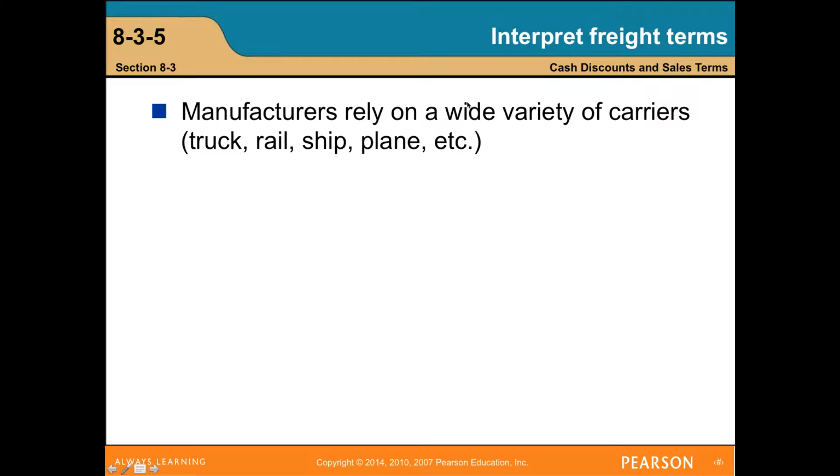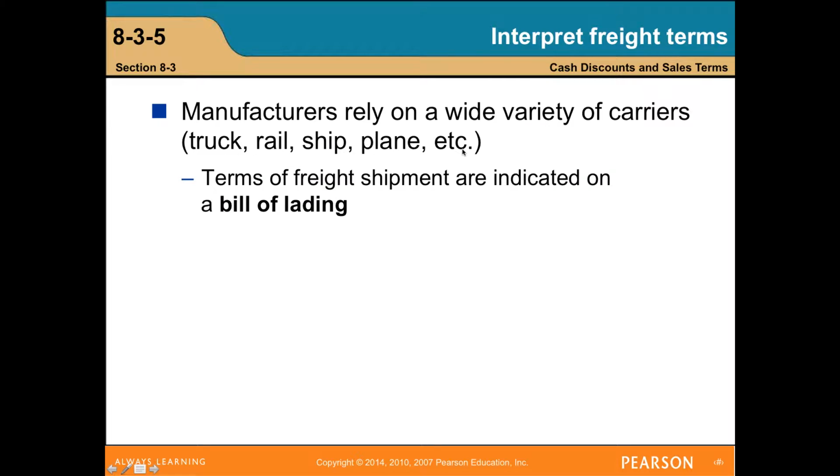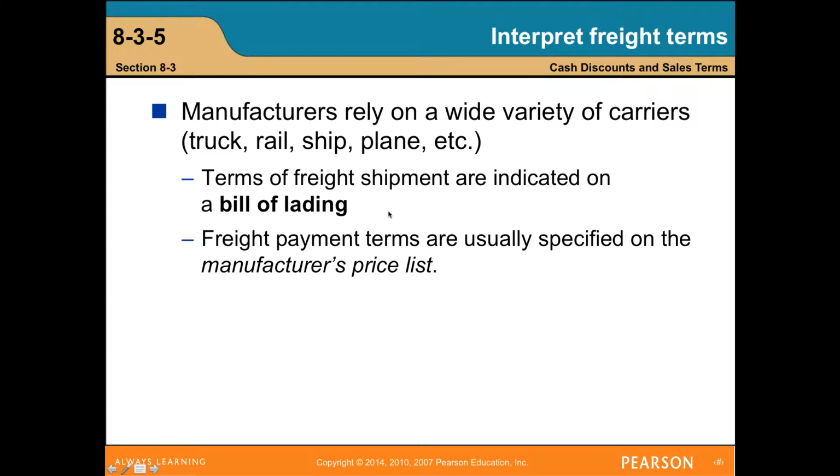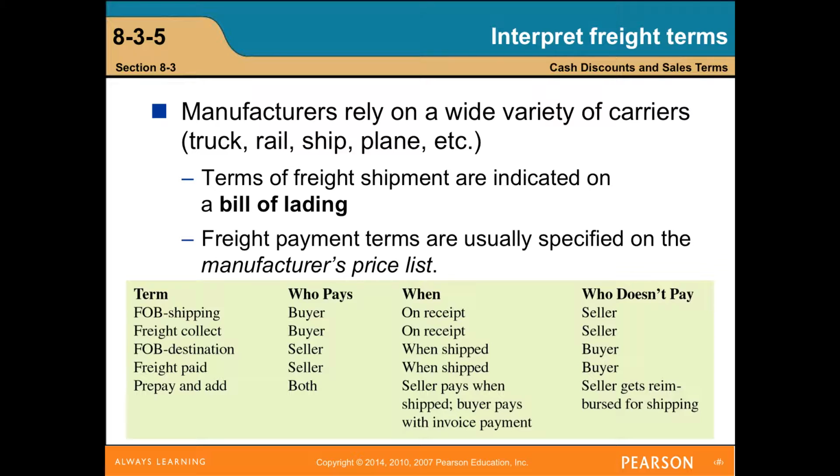Interpreting freight terms. Manufacturers rely on a wide variety of carriers such as truck, rail, ship, planes, etc. The terms of freight shipment are indicated on a bill of lading. Freight payment terms are usually specified on the manufacturer's price list.